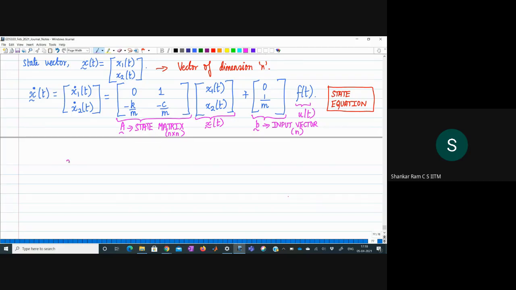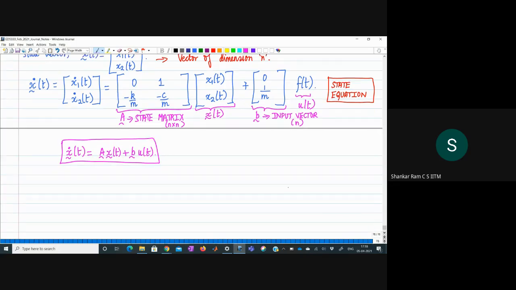So this equation is written in compact form as x dot equals Ax(t) plus bu(t). This is the general state equation in compact form for a single input, single output system.